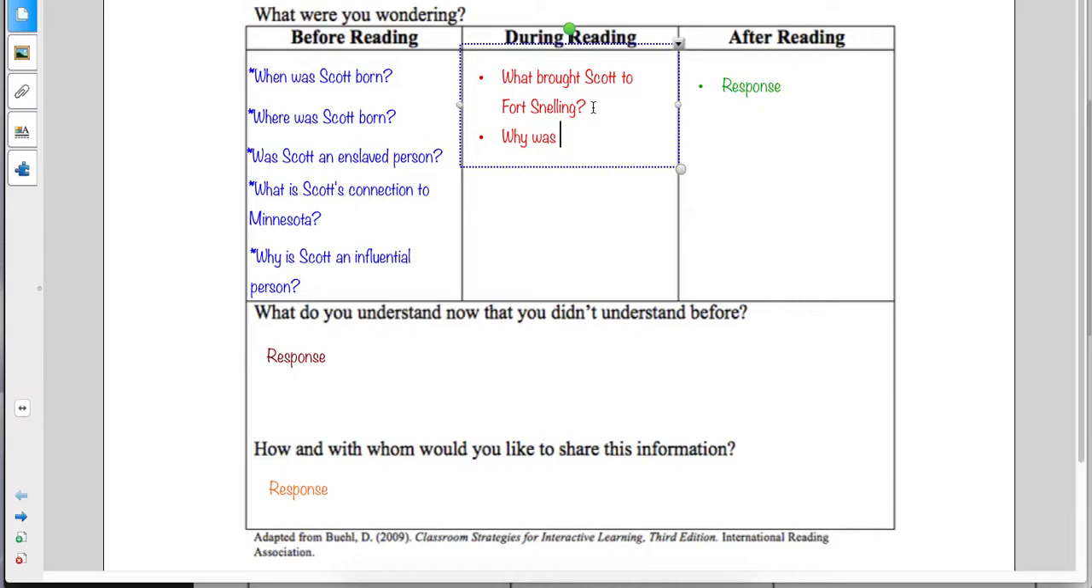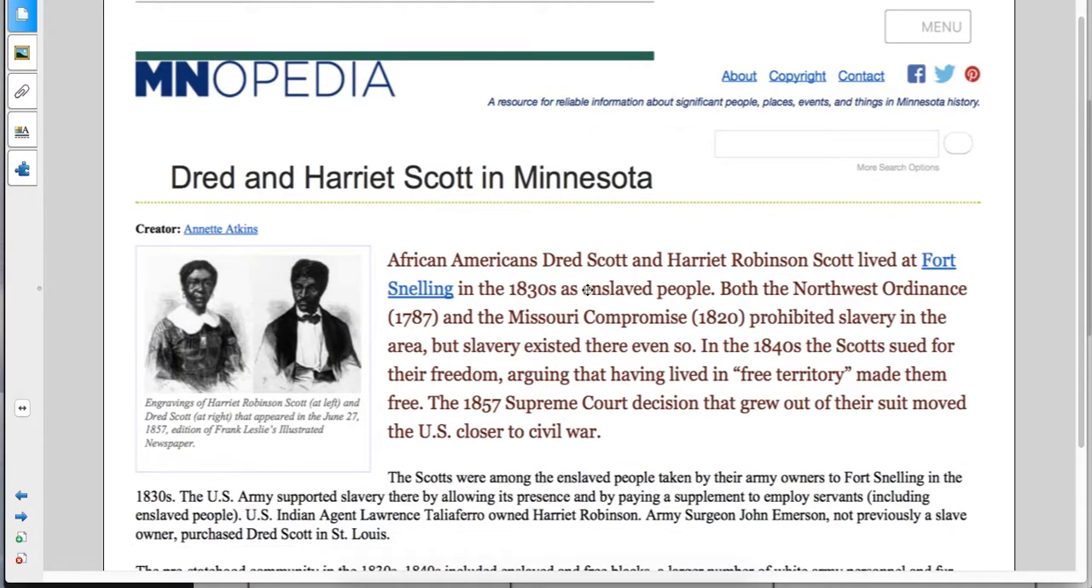Why was slavery tolerated in free territory? It seemed to be that they were okay with enslaved people being up in the north or in free territory. Also, I have another question. What is the Northwest Ordinance? I don't know what that is. So I may need to search that out. Already I got 3 questions and I haven't even read that much yet.